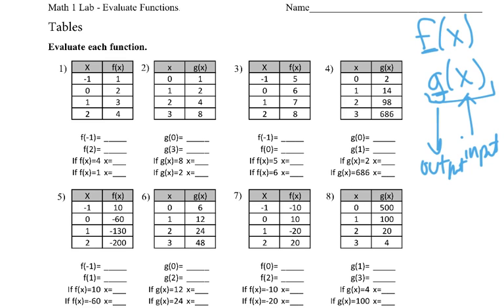So f of negative 1. So I look at negative 1. What is it equal to? Because I want the output, because f of negative 1 means the output. It's 1. Then f of 2, my input of 2 gives me an output of 4.